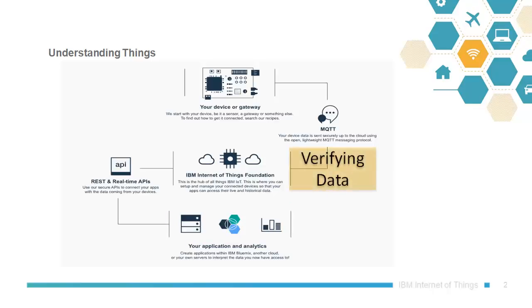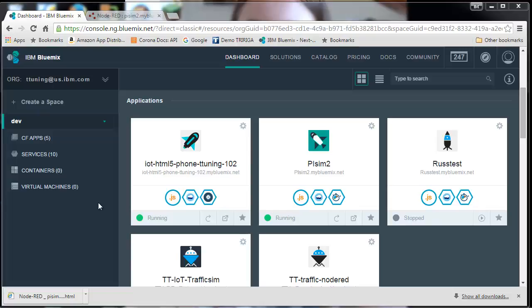Today, we will be talking about how to view and verify the data as it flows into the IBM IoT Foundation. You need to be able to check that the data is flowing and verify the exact message format. To do this, we will be using a Bluemix application that simulates a phone. This application consists of an SDK for Node.js, a Cloudant database, and of course the Internet of Things Foundation service.